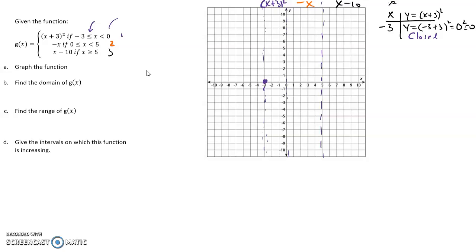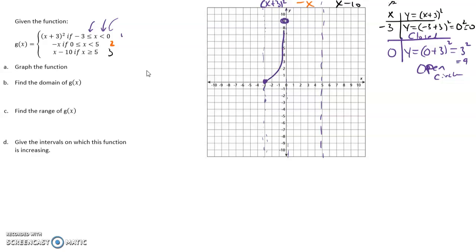And now I want to test this other point, which is where this graph ends, which is 0. So when I plug that in, I get y is equal to 0 plus 3 squared, which is 3 squared, which is 9. Now, is the point 0, 9 going to get an open or a closed circle? Since this one is just less than, that will be an open circle. So at the point 0, 9, that one's going to get an open circle.